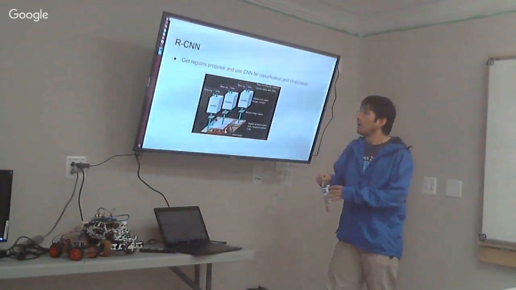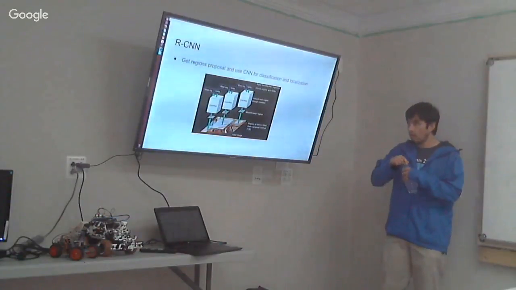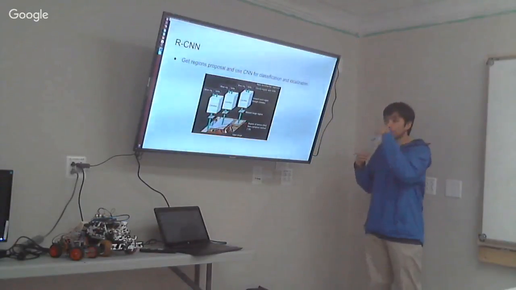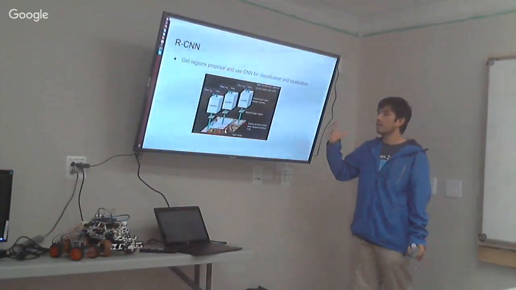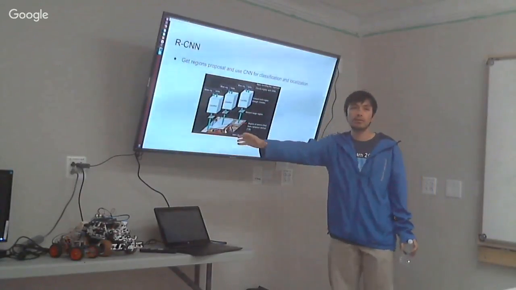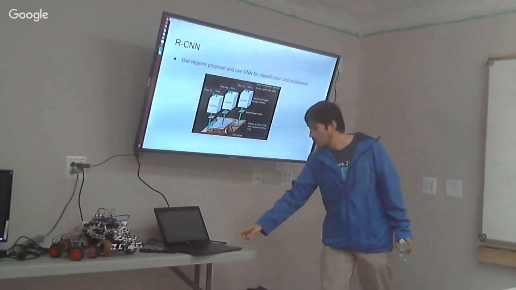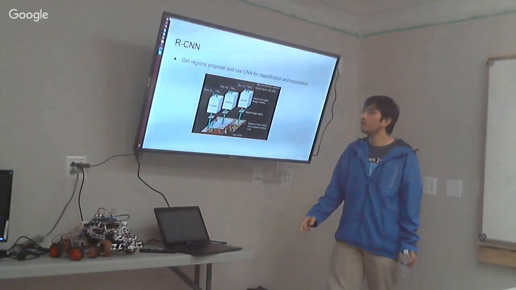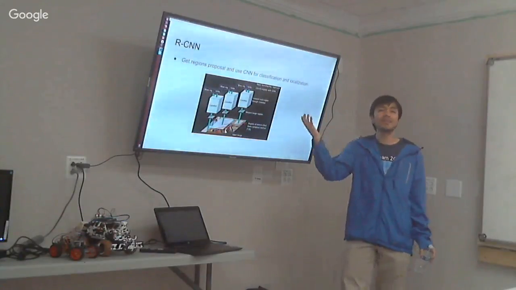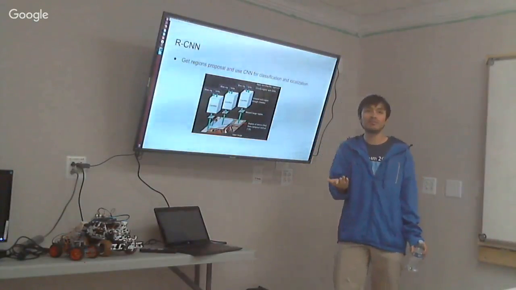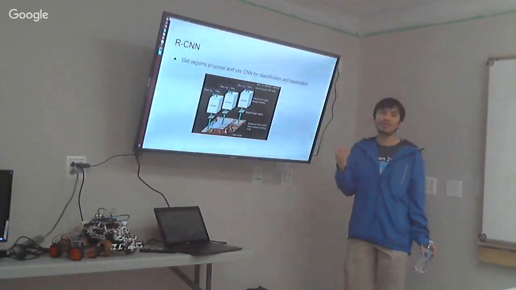So the algorithm is basically to get some external regions. Our CNN stands for Region CNN. The CNN means convolutional neural network, and the R means region. I don't think it stands for anything else.